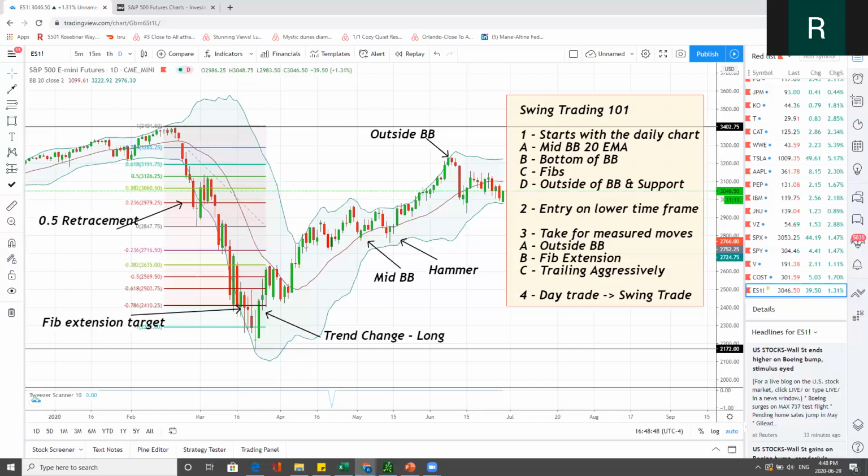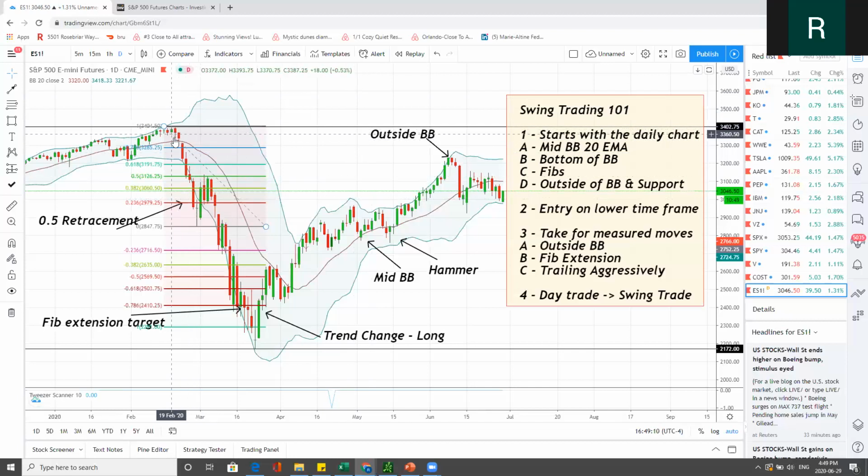So swing trading starts with the daily chart. So we have to identify what's happening on the daily chart, where are the areas of support and resistance, and then we need to zoom down to a lower time frame and take that setup and then take targets back on the higher time frame on the daily chart. So to explain this, I'm going to start off by looking at February when we had the coronavirus sell-off.